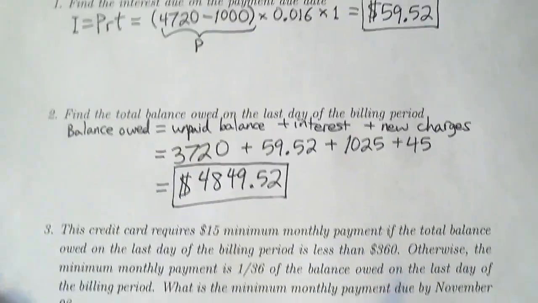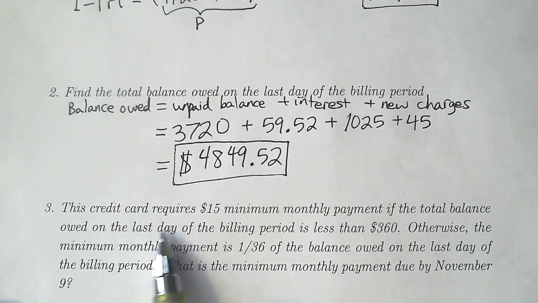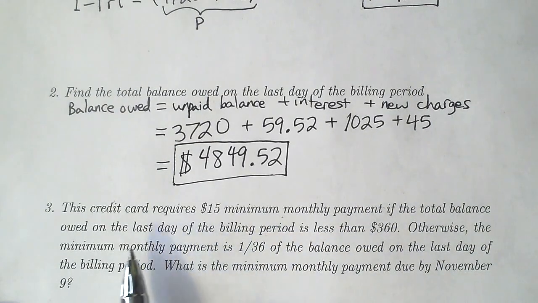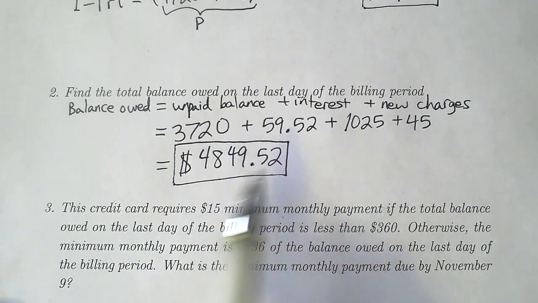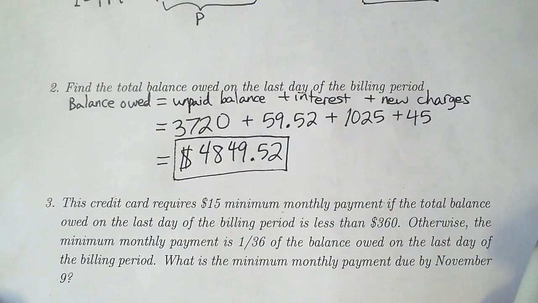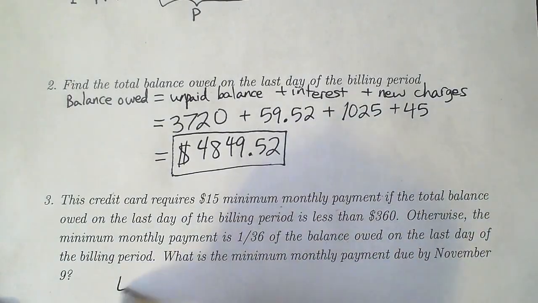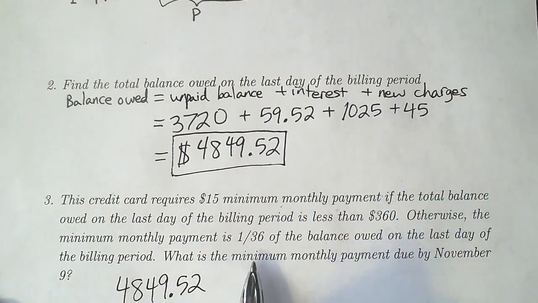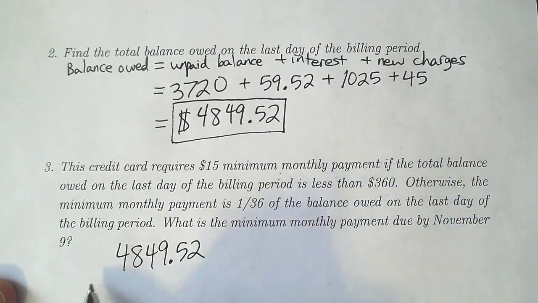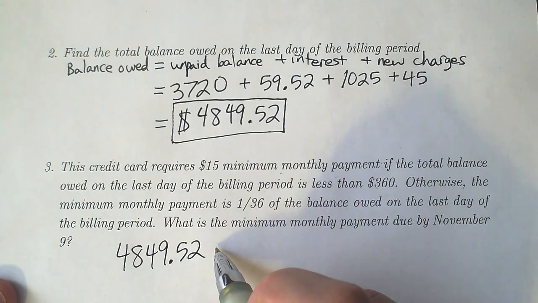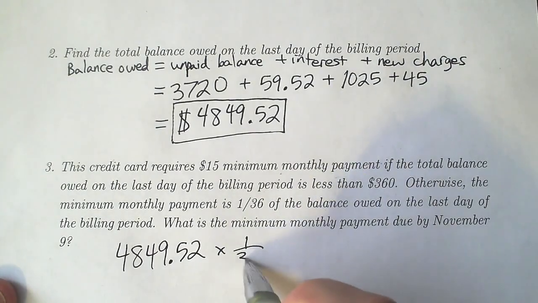Next up, part 3 is similar to that other part 3, where there's a minimum monthly payment if the total balance owed is small, and then otherwise, in most cases, you do this 1/36 rule for this problem. So we look at the balance owed. Wow, the balance owed is kind of large, so it's going to definitely be over 360. So we just take the 4849.52.